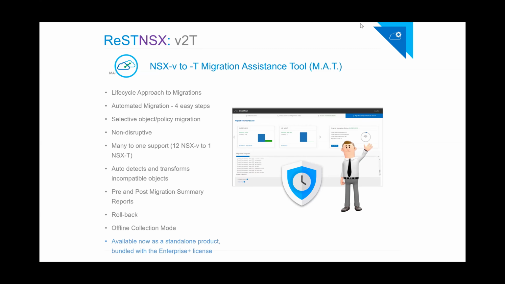One of the strategies we take, which is relatively unique in our opinion, is that we take a life cycle approach to a migration. What we mean by that is that we're not only looking at the migration process, we're looking at the NSX-V environment before the migration to see what optimizations can be had using other ReSTNSX tools. We're looking at things like rule duplication, object duplication, stale objects in your environment. So before you even move to T, what optimizations can be made.